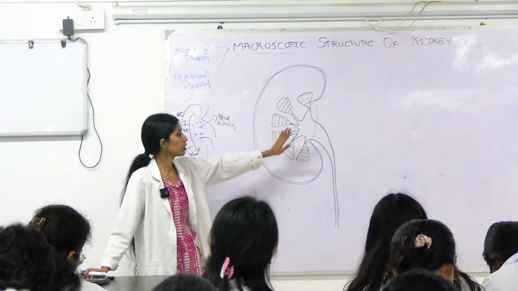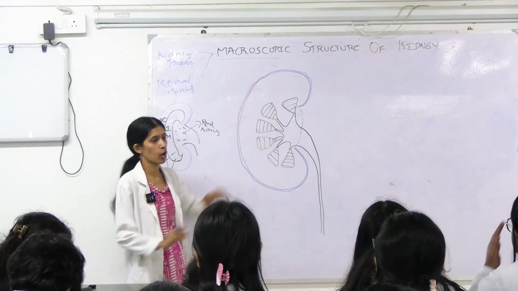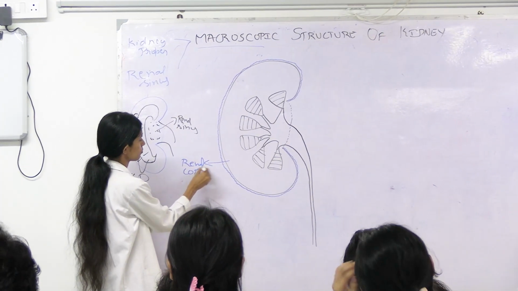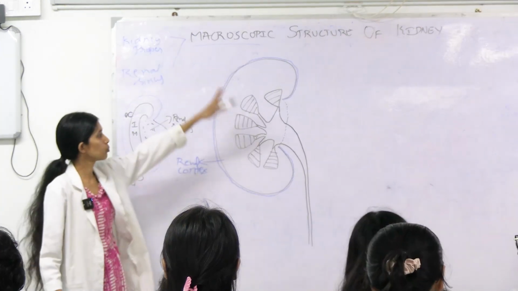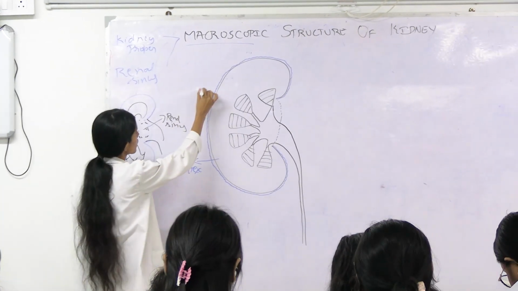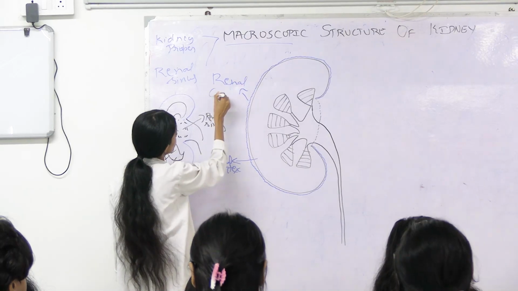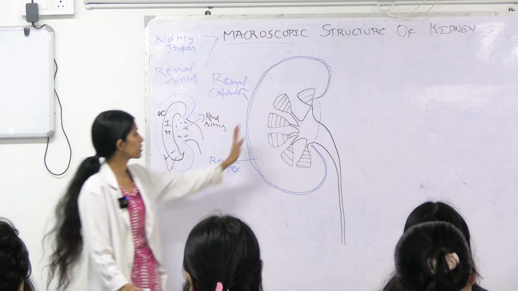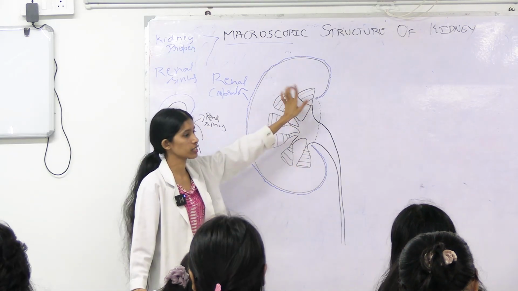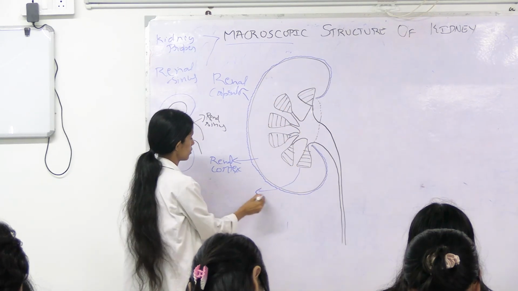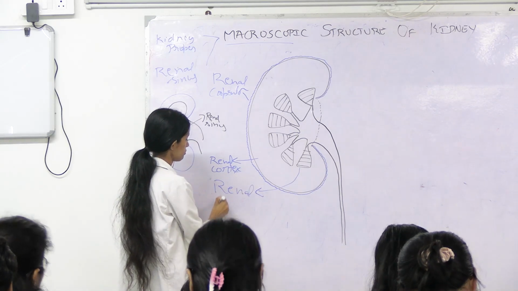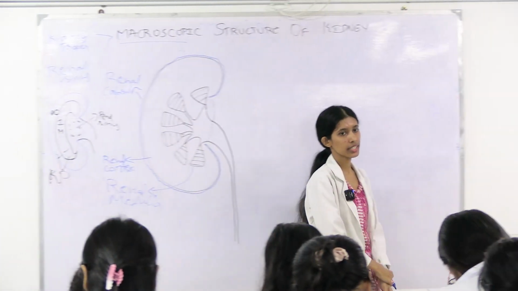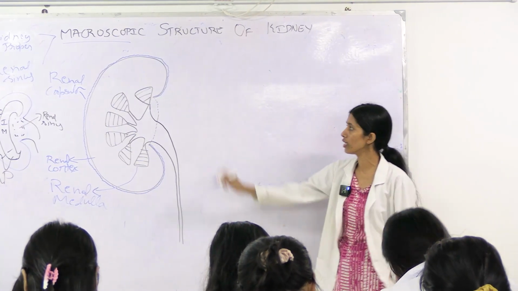Okay. Coming to this picture, this part that you are seeing is the cortex. This is called the renal cortex. Okay, and this blue lining of your renal cortex is called the renal capsule. This is the renal capsule. Okay, and this area that you are seeing here is the renal medulla. In the renal medulla we have a structure called the renal pyramid.